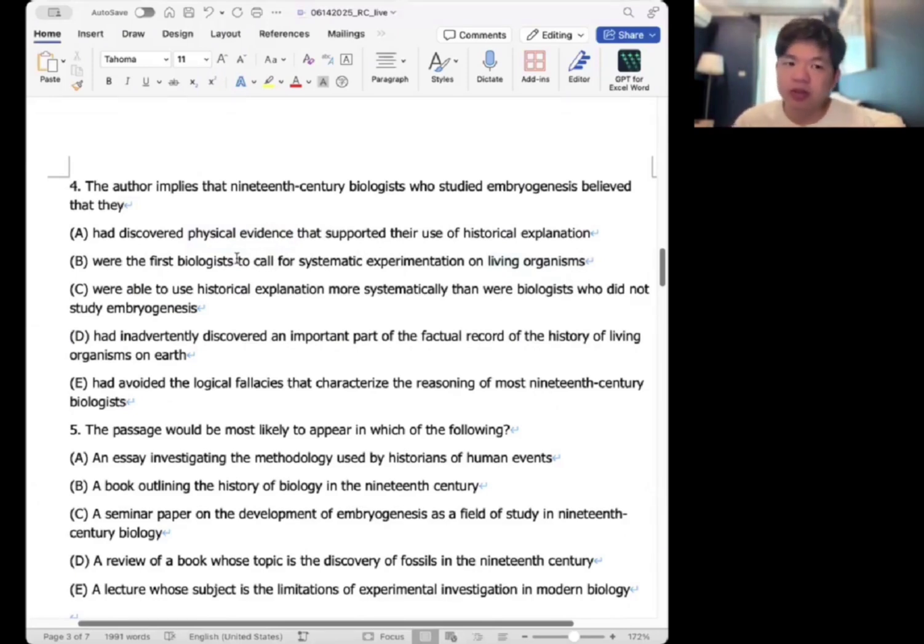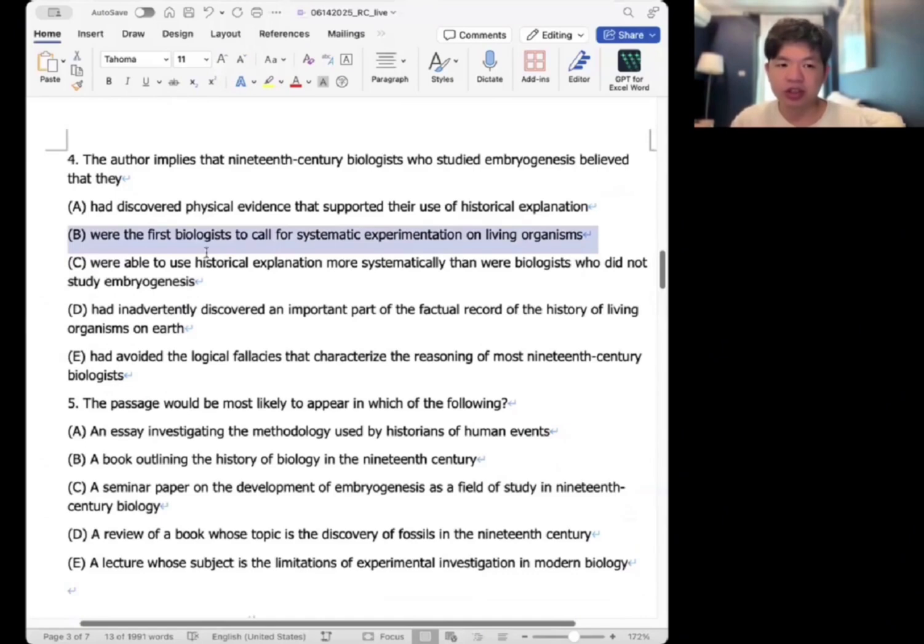All right. Did he use living organisms? I don't know if he was among the first group. I don't know that either. In his article, he simply talks about them going to observe and look for evidence. On what basis can you say they conducted research on living organisms, or even claim they were the first to do so, right? So the logic here is completely wrong, okay? All right, next, what does option C say? Option C says these scholars were able to use historical explanation more systematically than biologists who did not study embryogenesis.